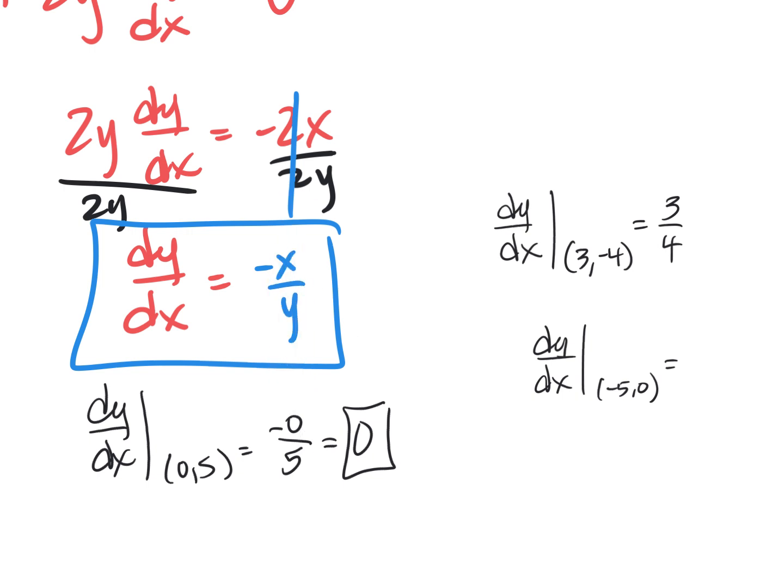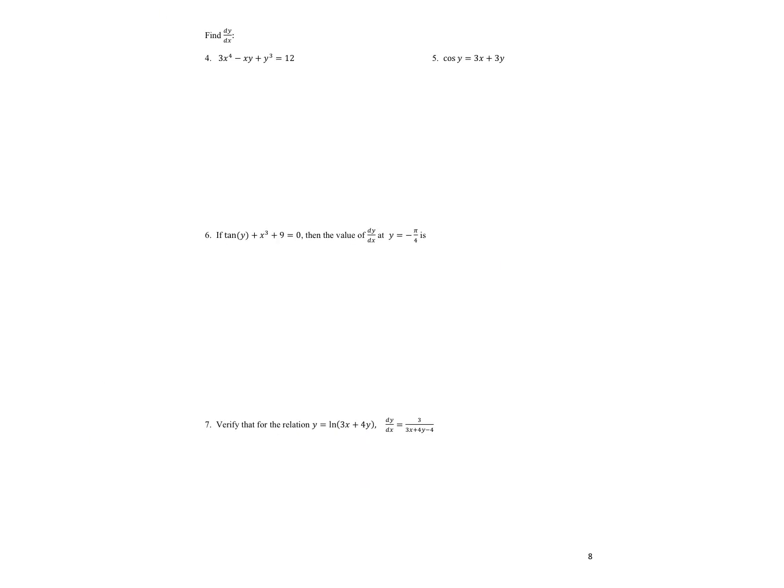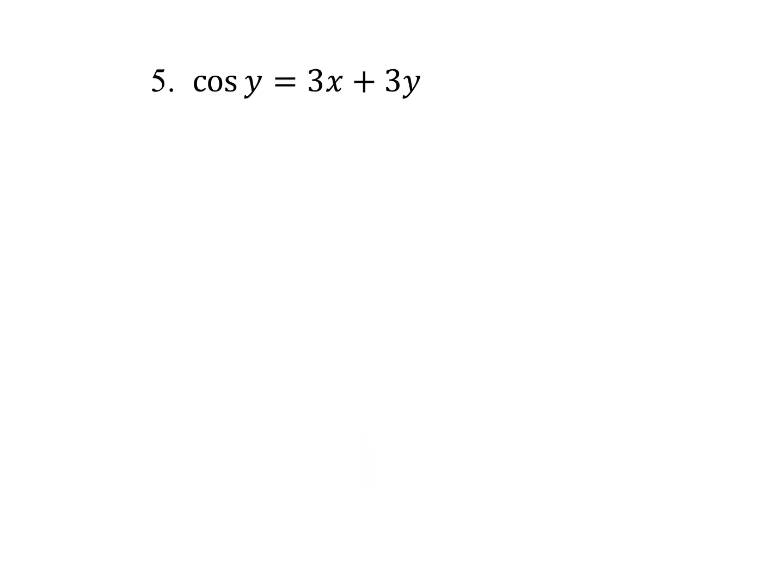Yeah, 5 over 0 would be undefined. What does the line look like that's got an undefined slope? Vertical. At negative 5, 0, does it look like it's got a vertical line slope? And that's how it worked out. Holy smokes, people, we got this.